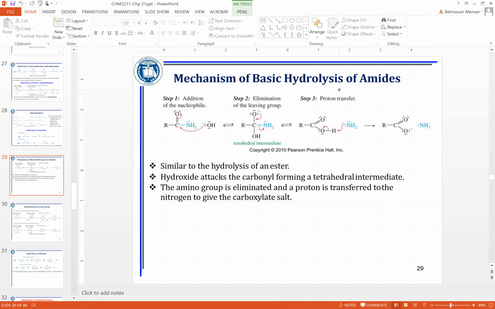So if you look at the final product, we have the carboxylate. And this is, again, because it's a basic solution. Under acidic solution, it would have been the carboxylic acid plus the ammonia. But in basic solution, the acid is going to be deprotonated.